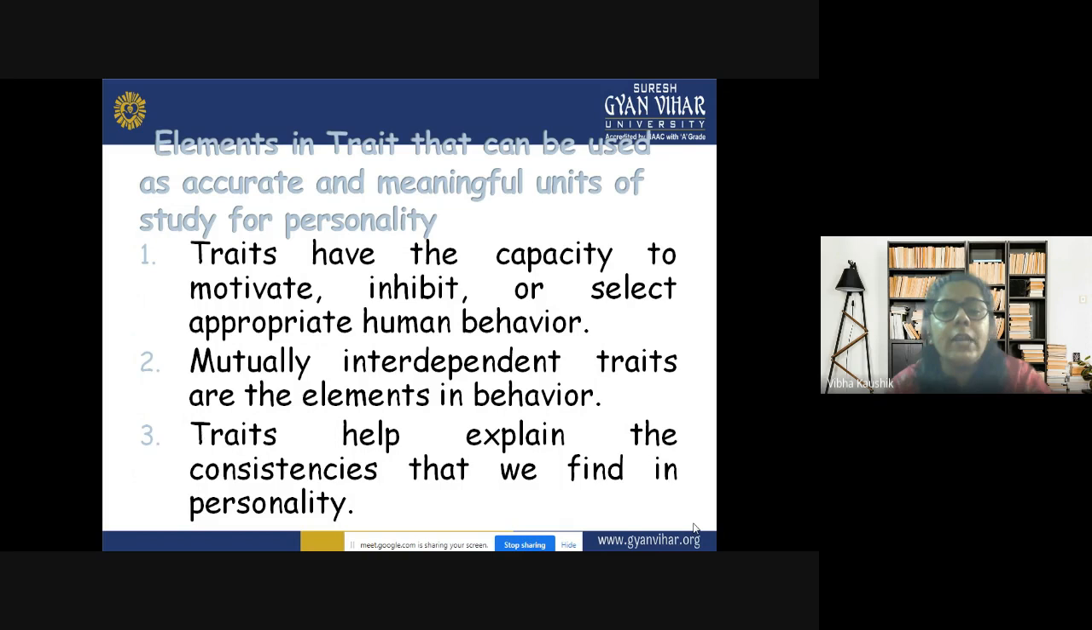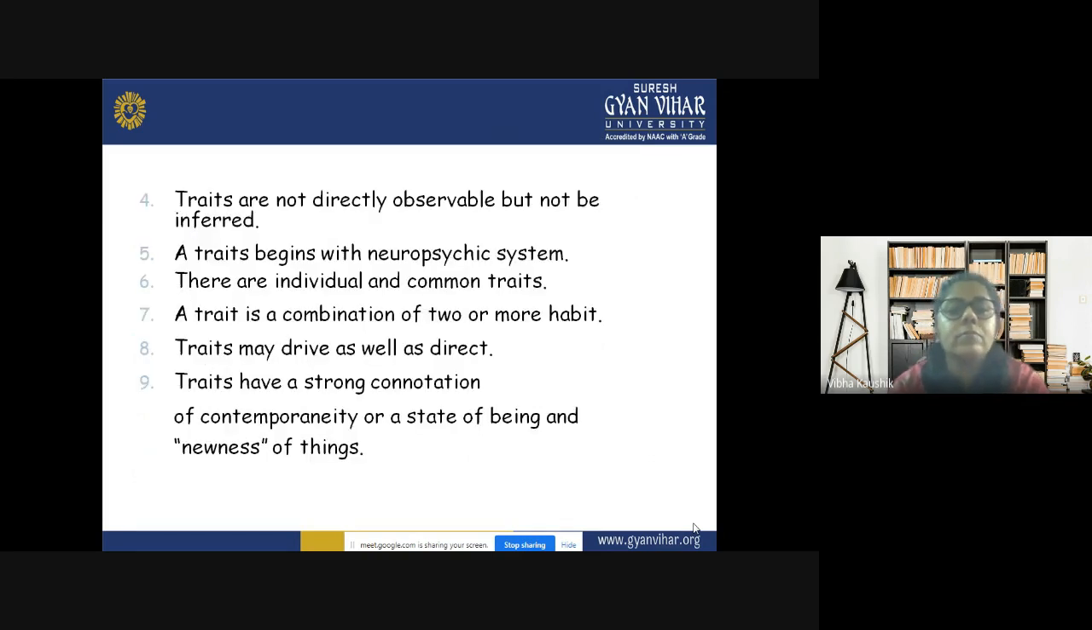Mutually interdependent traits are the elements in behavior. Traits help explain the consistencies that we find in the personalities of an individual. Traits are not directly observable but can be inferred. Means we cannot directly observe that these traits are present in an individual.